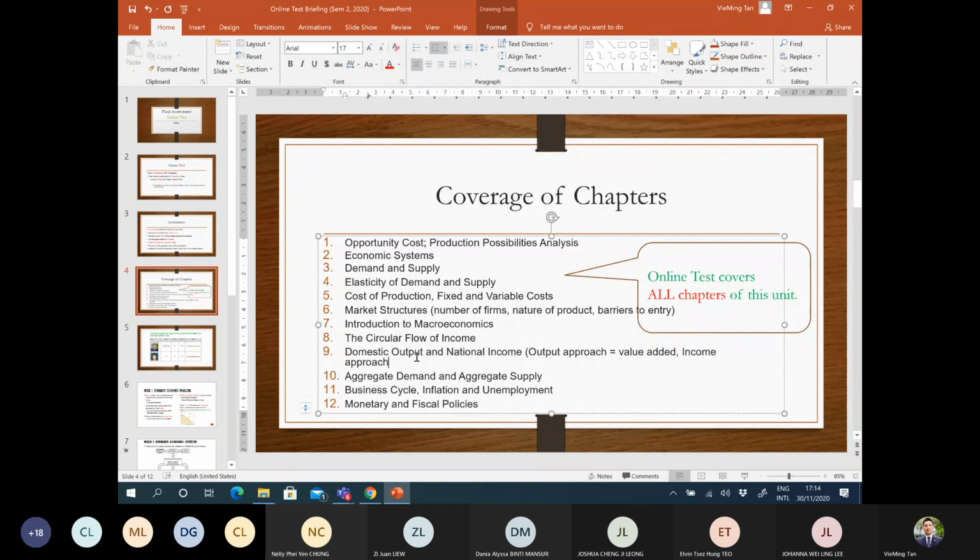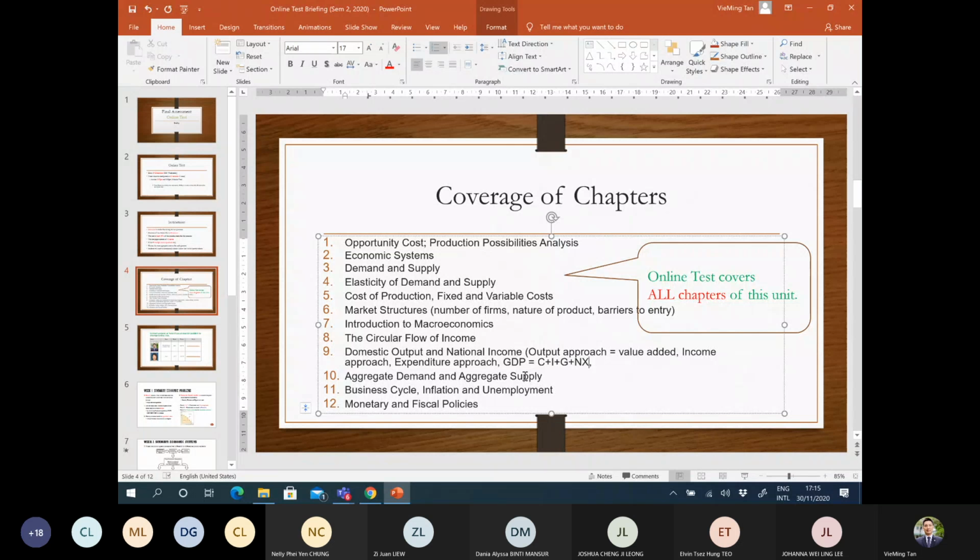Okay. So besides income approach, any other approach that we have learned so far? Expenditure approach. Can you recall the formula? C plus I plus G plus X. Yes, correct. So for expenditure approach, GDP is equal to C plus I plus G plus net export. Net export means the export minus the import. So this formula is very important.